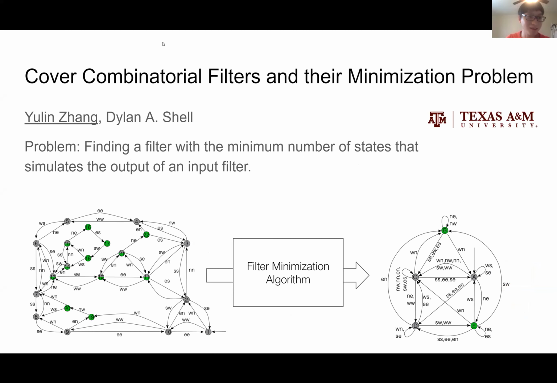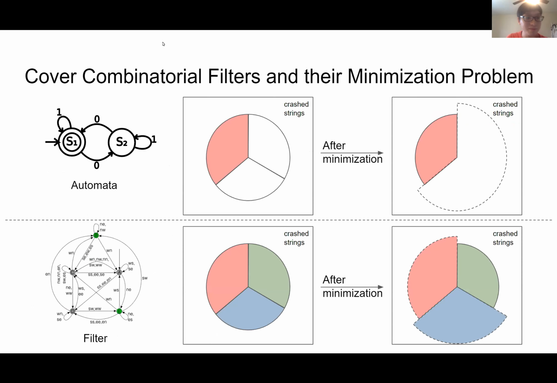Hi, I'm Yulin. This paper is written with my advisor Dylan Shell. Well, he's here, controlling the slides. So our work is about combinatorial filter minimization. Combinatorial filters are discrete structures used for estimation and inference tasks. They take sensor readings as input and output a sequence of colors. There's a notion of simulation from one filter to another. Filter minimization is to find the filter with the minimum number of states that simulates the original filter. Next slide, please.